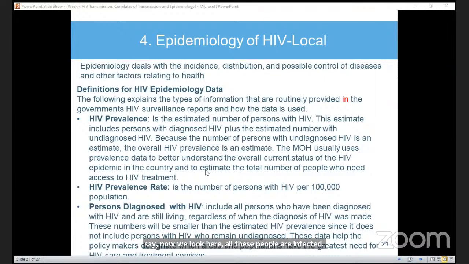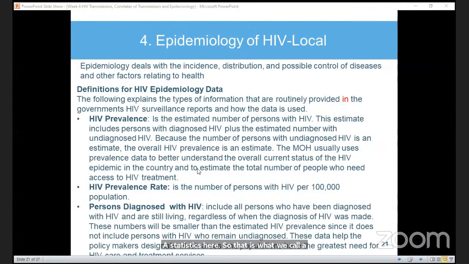Now, as for prevalence rate, we're looking at the number of persons with the virus per 100,000 of the population. Get the difference between this and the prevalence. For the prevalence, we say it's an estimate for both the diagnosed and the non-diagnosed. But here, the prevalence rate is the exact number of persons per 100,000 of the population. It's a clear statistic, so that is what we call a prevalence rate.